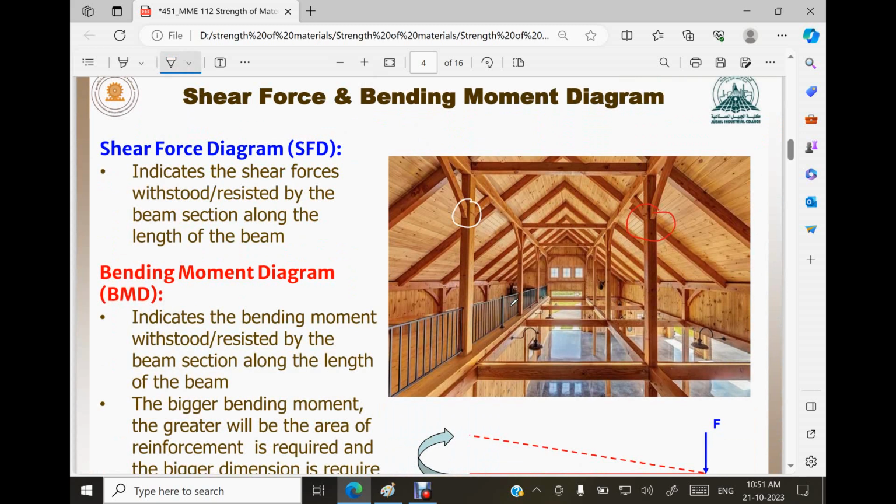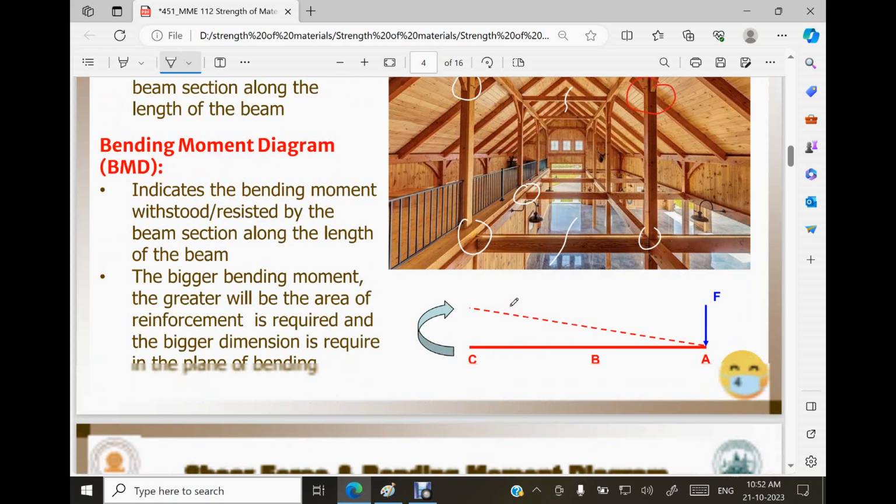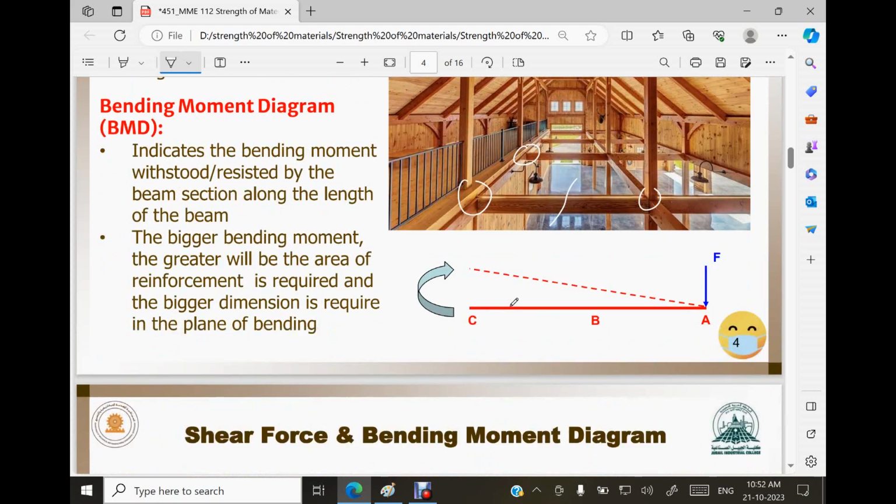Okay. So similarly, so many places are there. This place is there, this place is there, all the joints. Understand? Not only joints, it can even shear off in the middle also, because of the forces acting on this structure. Say shear force diagram. It indicates me what? It indicates the shear forces withstood or resisted by the beam along the length of the beam. Bending moment we already said. Okay. Now let's go to the next one.